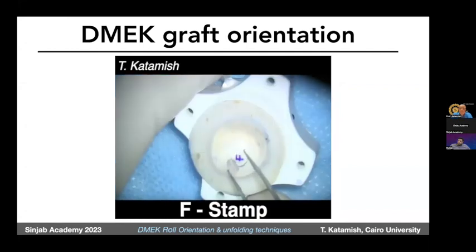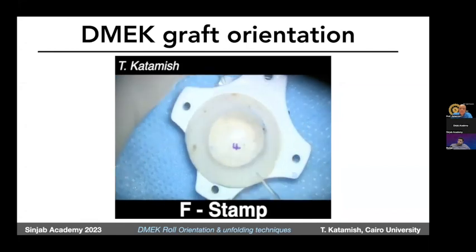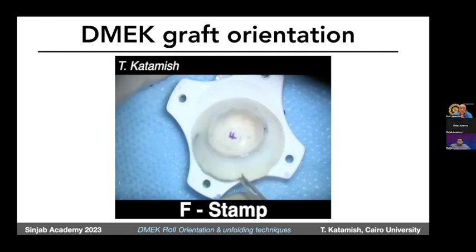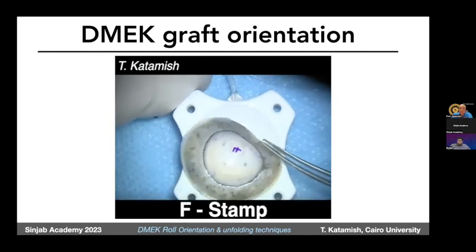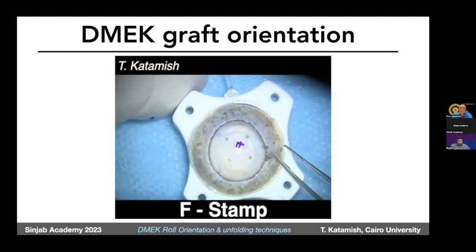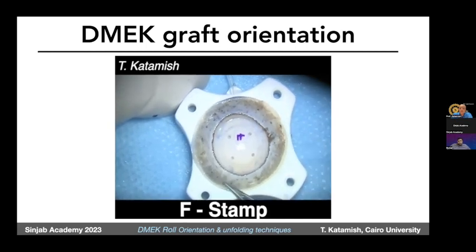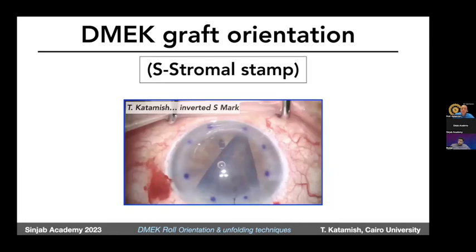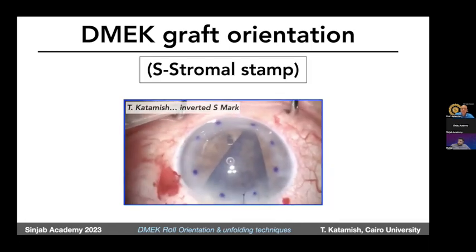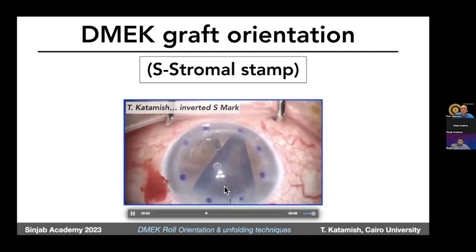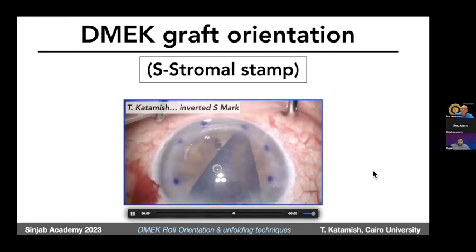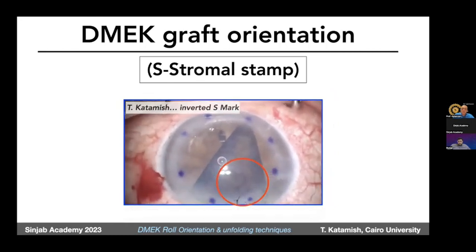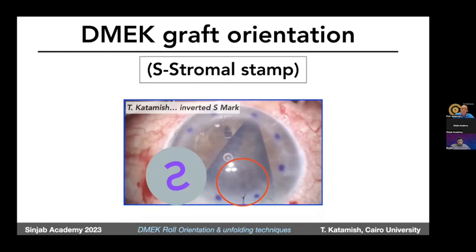But if you see it like this, if you flip the graft now, this is not F. So if you see at the end of the operation that the letter F is inverted, this means that the graft is inverted. So these letters, whether either S or F, are very valuable in the orientation of the DMEK graft. So this example of a case, you see, is it S or 2? I think it is quite clear that it is 2, not S. So this means that the graft is inverted. So you have to flip this graft.